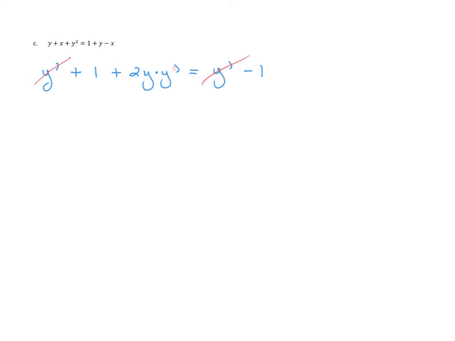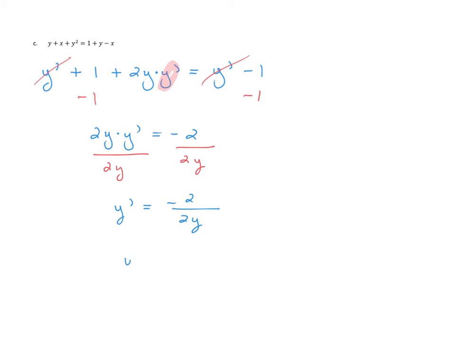And what we want to do is solve for this y prime. I think my approach will be to subtract 1 from both sides. And I get 2y times y prime is equal to negative 2. I can now divide both sides by 2y. And I get that y prime is equal to negative 2 over 2y. Those 2's cancel, and I get negative 1 over y. And that is the final answer.